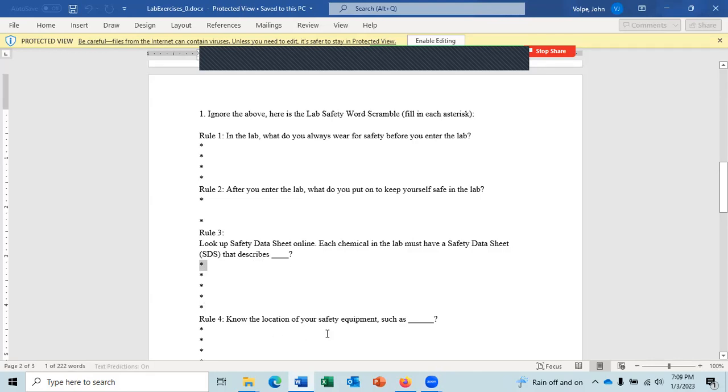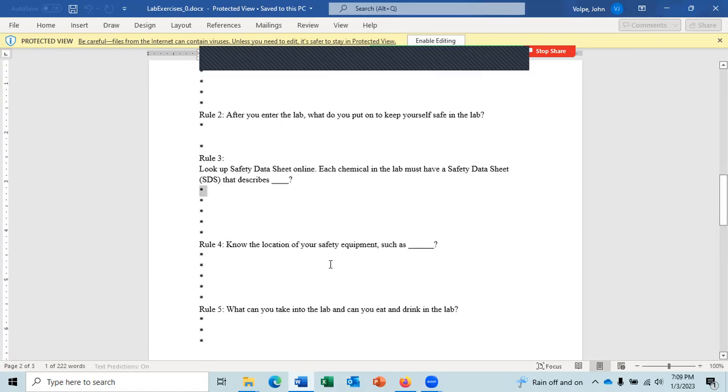Know the location of your safety equipment, such as, and then you just need to label something that's a safety equipment. What is a safety equipment that was mentioned in the lab module? You need 5 different safety equipment. What was the safety equipment? Come on, somebody knows. A lab jacket.